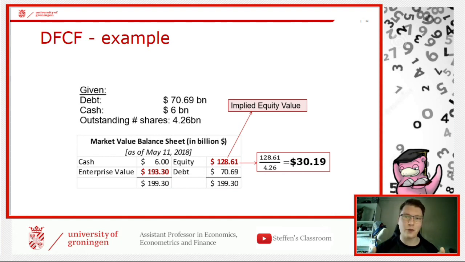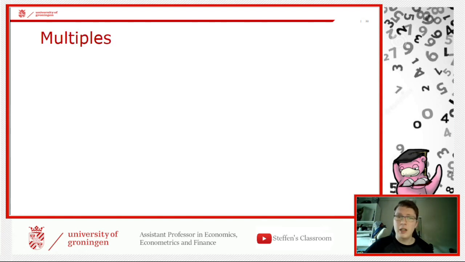Or the discounted free cash flow model, right? So just to go over it again, you view the firm as a collection of projects. You calculate the free cash flows of all these projects, you sum them up, you get the enterprise value. Enterprise value you can dump in here together with your cash and your debt. You can then solve for the unknown, which is the equity, divided by the number of outstanding shares, and you are done. So that's a nice question. Maybe I should use it on the exam. Who knows?